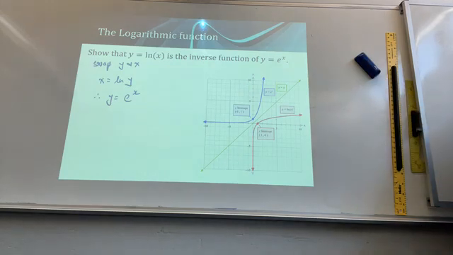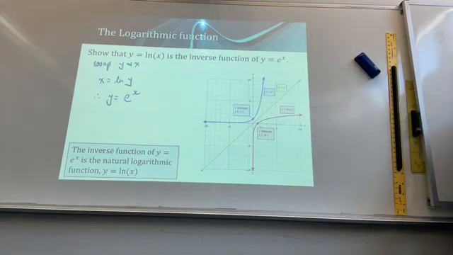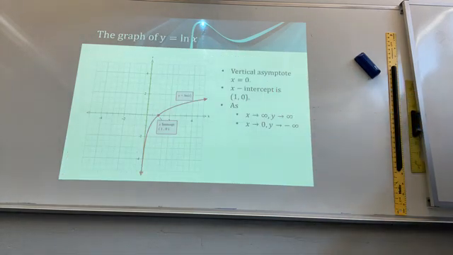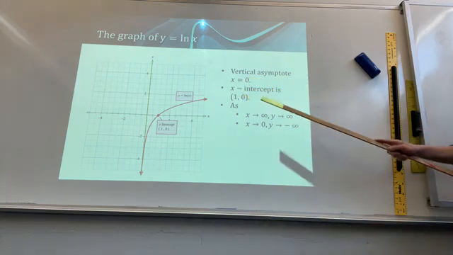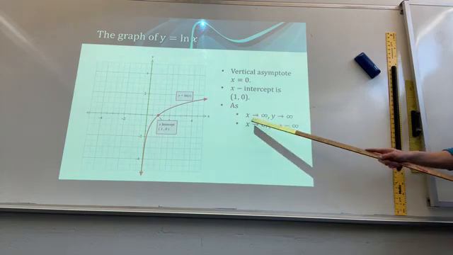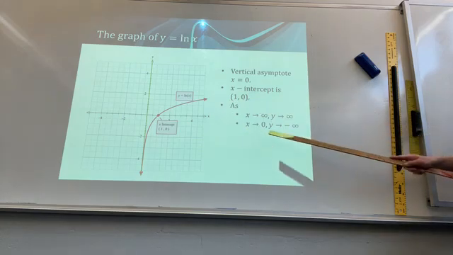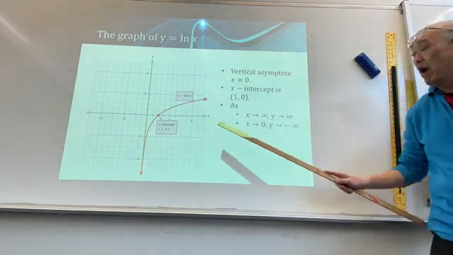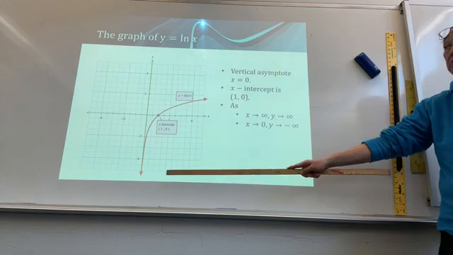Right? Now, let's have a quick look. That is what I've stated up there. Now, the next thing you need to know, the graph of y equals ln x, natural log of x. The vertical asymptote is x equals 0. X-intercept is (1, 0). Describe it as x approaches infinity, y approaches infinity as well. As x approaches 0, y approaches negative infinity. Yeah? Happy with that? Let's go.